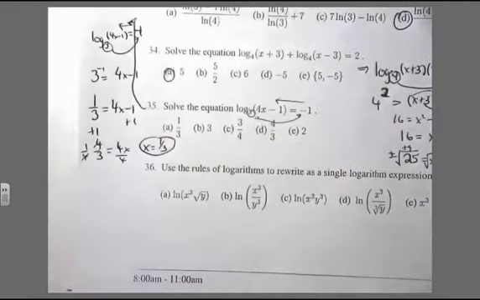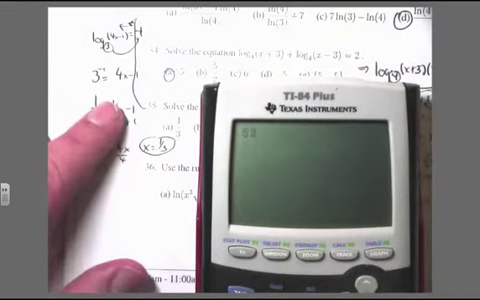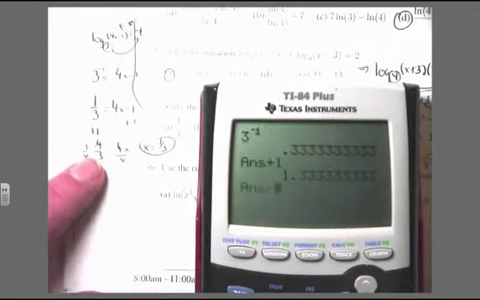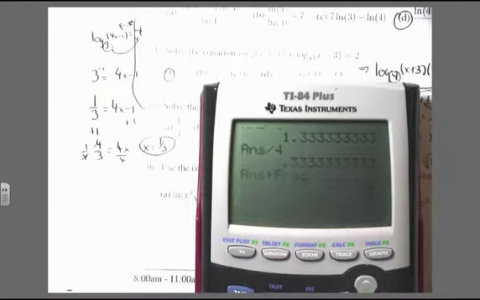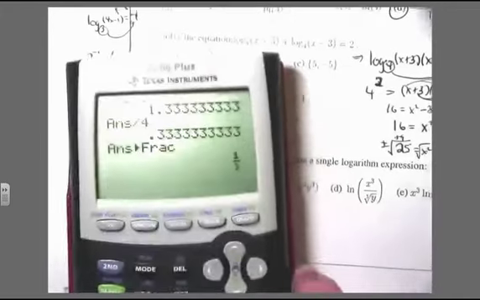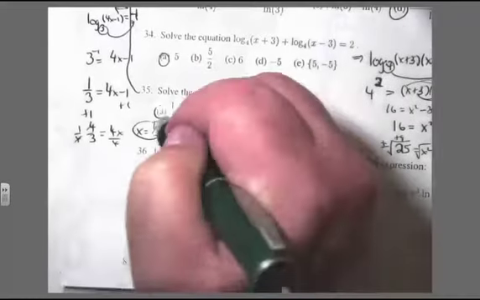I could also do this on my calculator, just to show you guys. If I'm kind of unsure about this, I could type in 3 raised to the -1. And then I'm going to add 1 to it. And then I'm going to divide that by 4. That gives me this answer, and then I convert it to a fraction. I get 1/3. And let me slide over so you guys can see this. There you go, 1/3. So which answer is which? Okay.